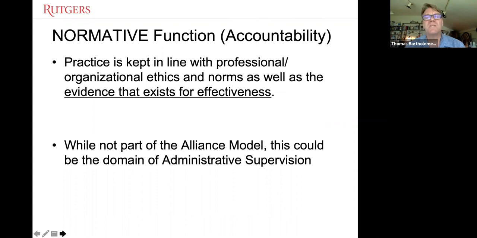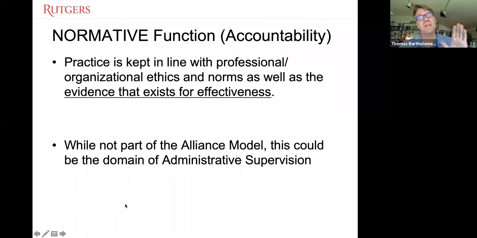The normative function is one of accountability, and it's closest to administrative supervision. And so oftentimes organizations or supervisors simply don't have the resources to split administrative and clinical supervision, although it is a best practice to try to split them when possible. Meaning, if I'm your clinical supervisor, I'm not your administrative supervisor. And you'll see why that is in a moment.